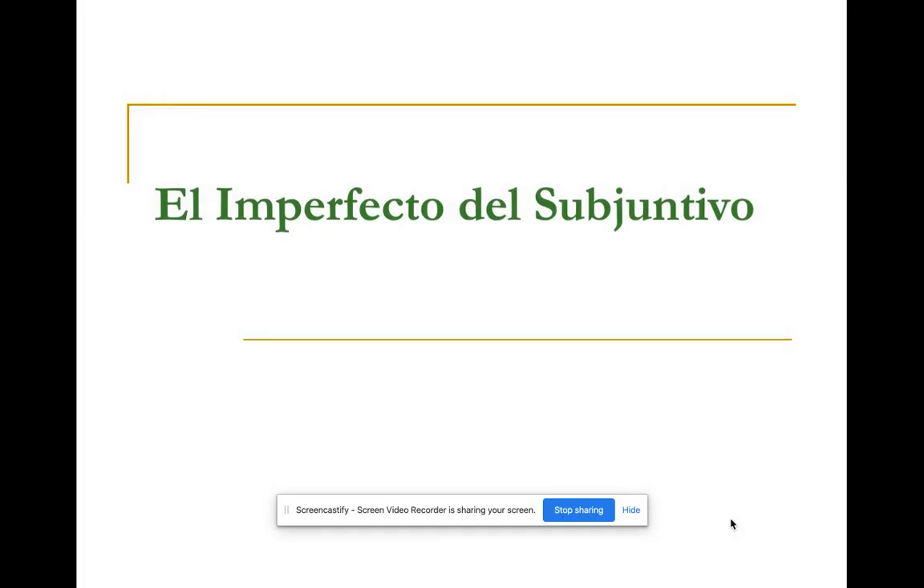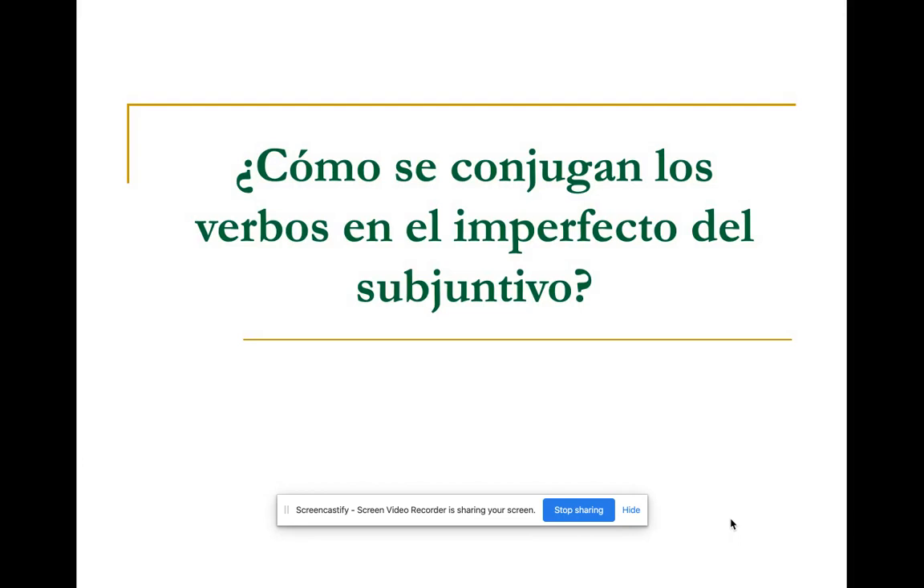So this is the imperfect subjunctive. This is a brand new verb that maybe you have never seen before. And it is used for situations that are not real, that are probable, but we don't know if they are ever going to take place. And how do you form it?